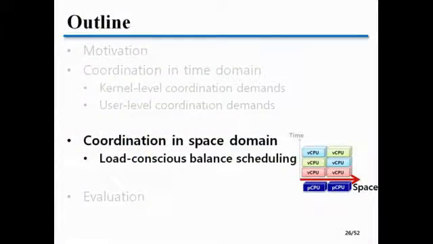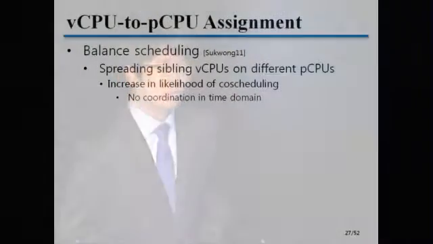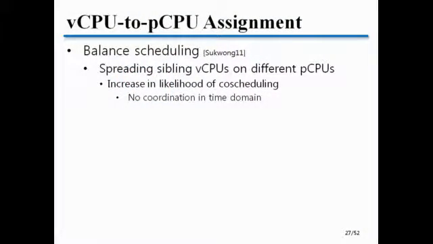So let's move on to the coordination in the space domain, regarding where to schedule. In the space domain, balanced scheduling was proposed and verified in a recent EuroSys paper. This scheme is very simple. It just spreads the sibling vCPUs onto different physical CPUs without any coordination in the time domain. That means shifting all of the responsibility for time sharing to the default scheduler, the proportional CPU share scheduler.